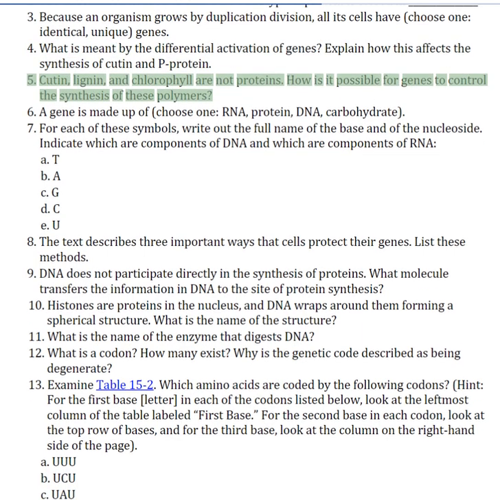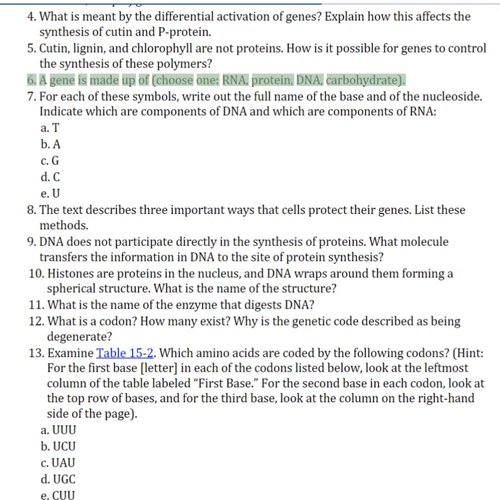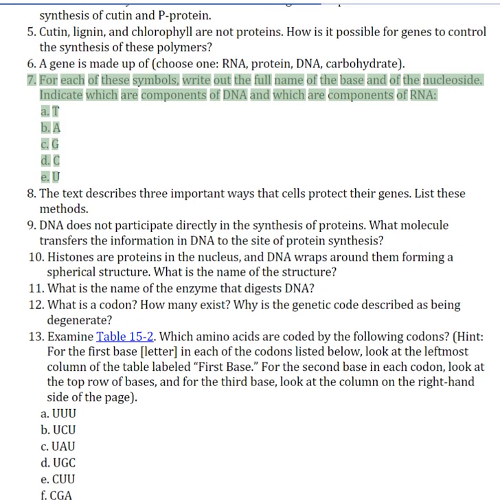5. Cutin, lignin, and chlorophyll are not proteins. How is it possible for genes to control the synthesis of these polymers? 6. A gene is made up of ___. 7. For each of these symbols, write out the full name of the base and of the nucleoside. Indicate which are components of DNA and which are components of RNA: A, T, G, C, U.